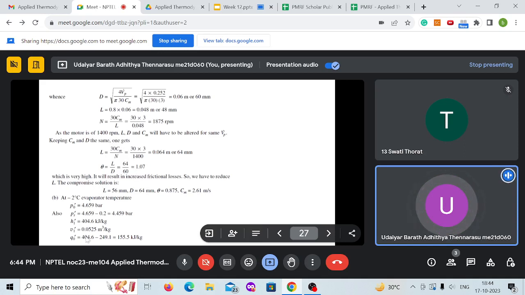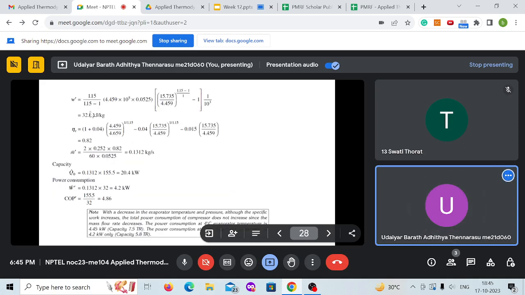The next part of the question was to find out what happens if the evaporator temperature goes to minus 2 degrees Celsius. Similarly, we have found the suction pressure with a minus 0.2 bar pressure drop, and H1 and V1, and similarly the specific refrigerating effect and the work done. That is 32. And similarly the volumetric efficiency.